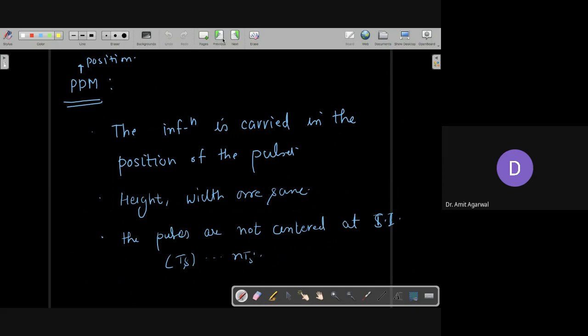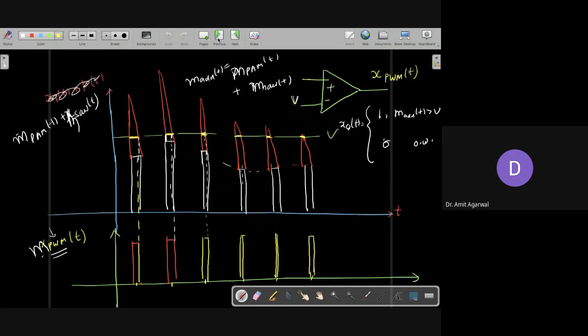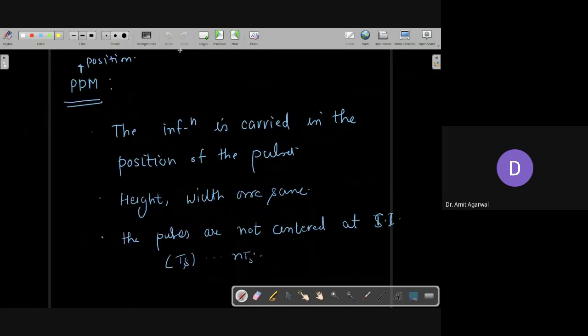Similarly, I told you we can also pass these samples over the position of the pulses. I mean, the position of the pulse decides the value of your message signal at those particular time instants. So this is called pulse position modulation. In pulse position modulation, the information is carried in the position of the pulse. Height and width are the same. And here the pulses are not centered at the sampling instants. Of course, they can't be, right?